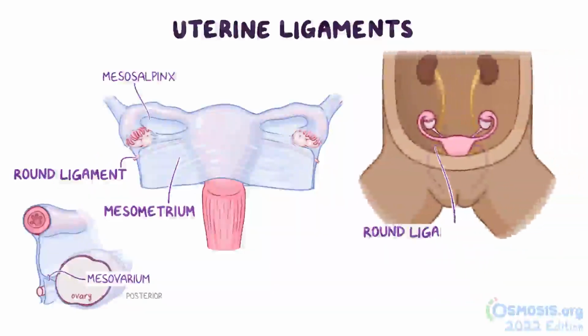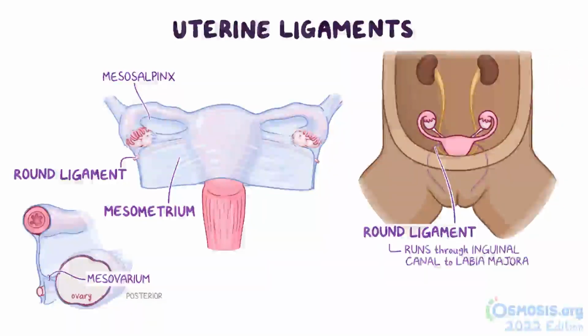Next is the round ligament of the uterus, which starts antero-inferior to the junction between the uterus and the uterine tubes. Then, they run through the inguinal canal, reaching the labia majora. Remember, the round ligament of the uterus and the ligament of the ovary are the remnants of the ovarian gubernaculum.